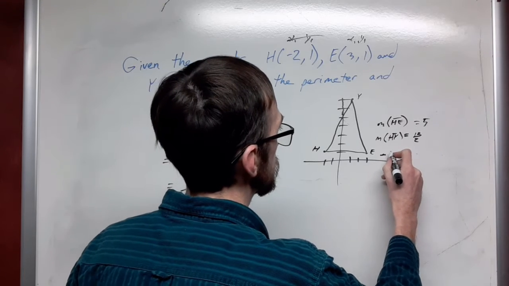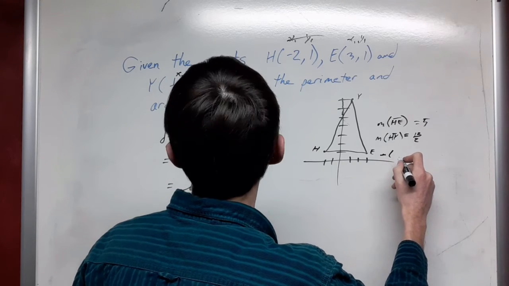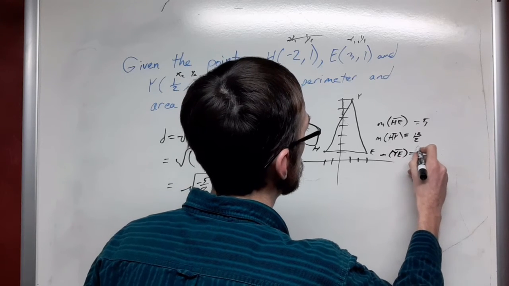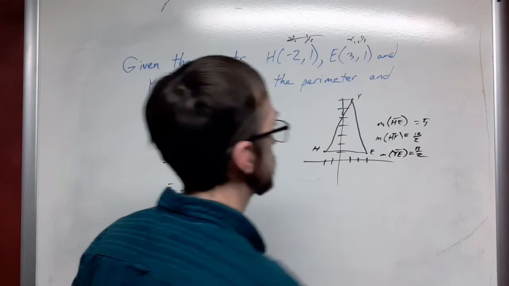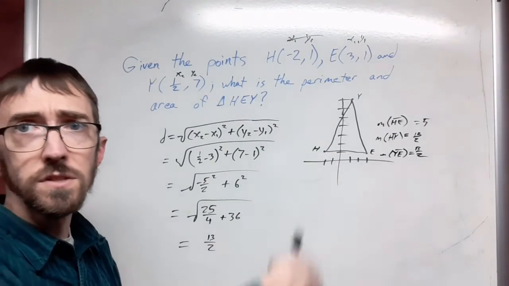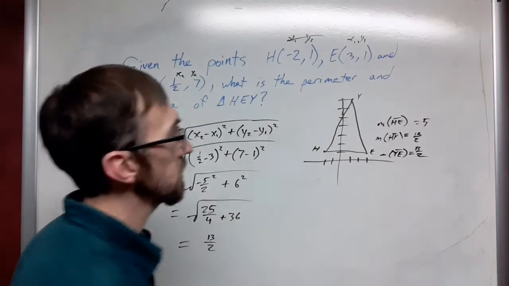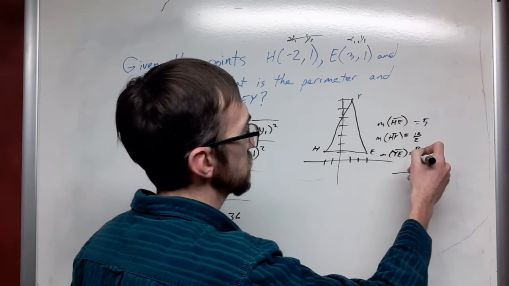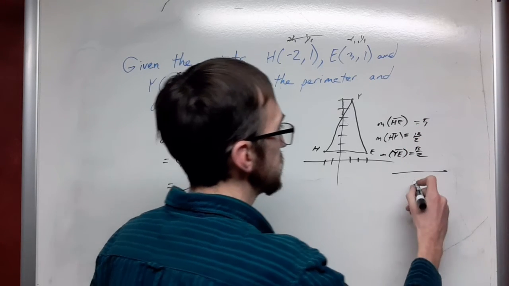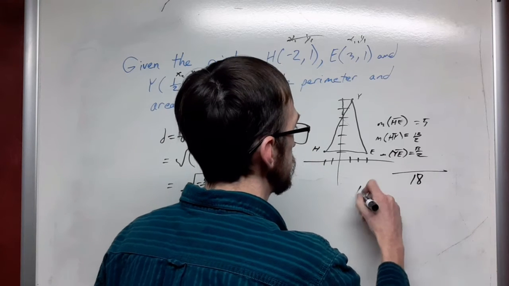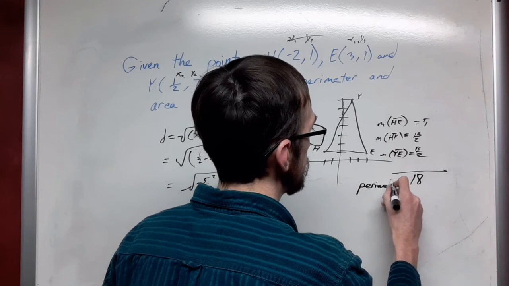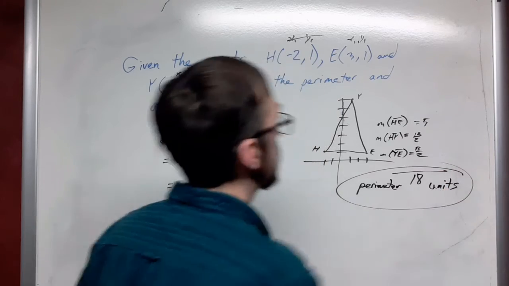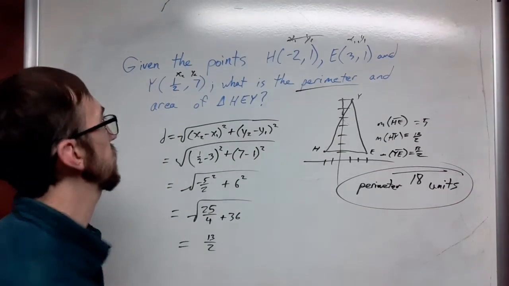So the last measure here, YE, is 13 halves. And so we're going to add this column up, and that's going to be our perimeter. So we have 5 plus 13 halves plus 13 halves, which is going to be 18. So the perimeter is 18 units. And that is the answer to that question.